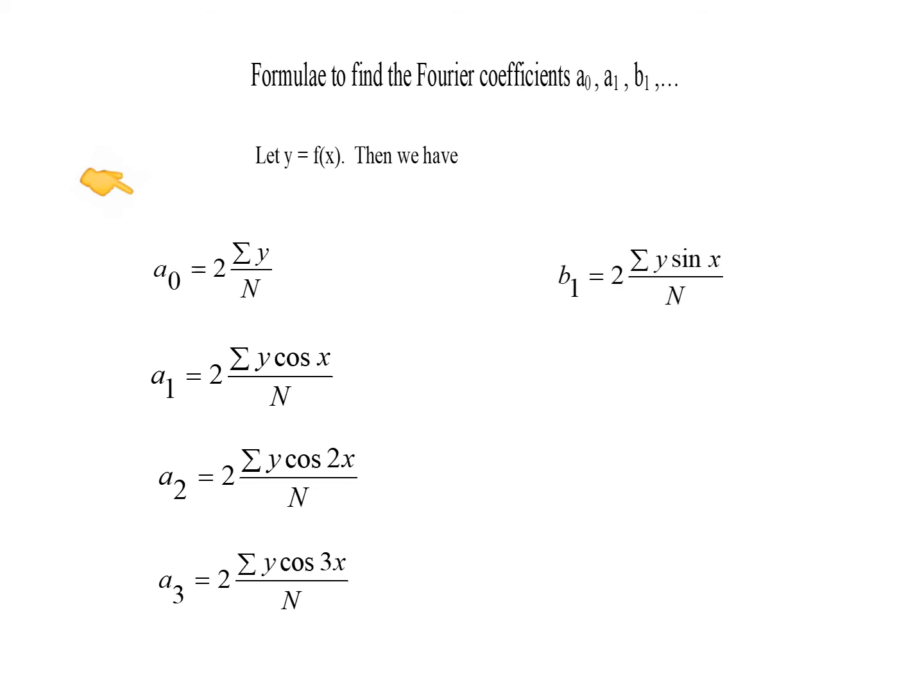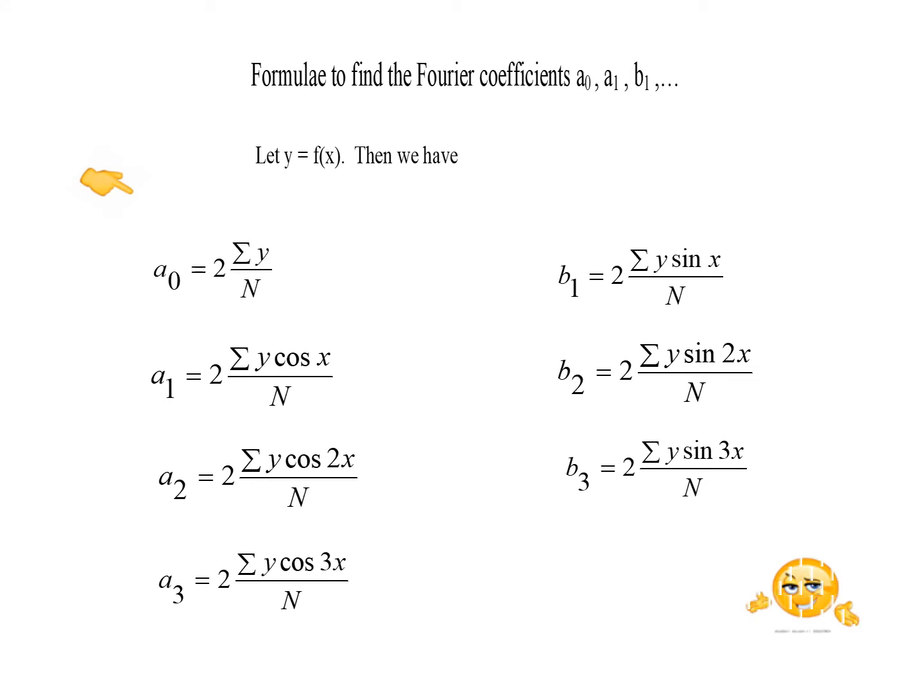Similarly, we'll go to the Fourier constants b1, b2, etc. b1 will be 2 into sigma y into sin x by N. Instead of cos, we have sin x for bn. Similarly, b2 is going to be 2 into sigma y sin 2x by N. b3 will be 2 into sigma y sin 3x divided by capital N. So these are the formulas.